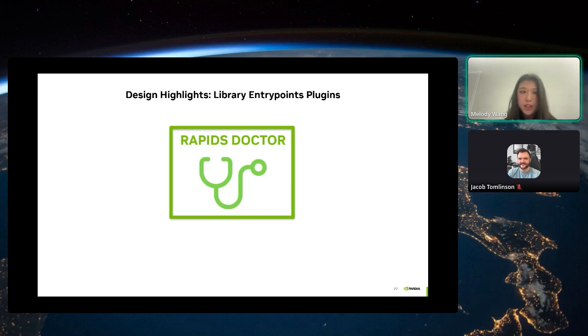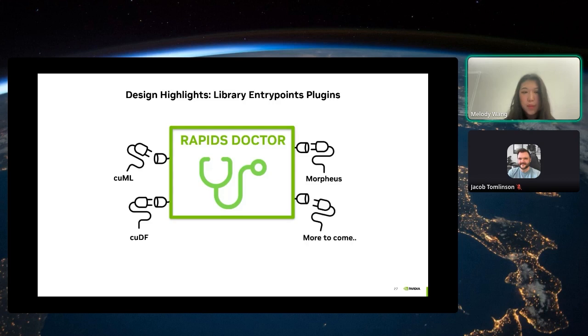And then our third design highlight is the ability to plug in your own checks through a Python entry point system. This is a modular design feature where each Rapids library, such as cuDF or cuML, or Morpheus, and even more to come, has its own diagnostic plugin that validates its specific requirements and configurations and ensures that everything's compatible with the Rapids ecosystem. And it's very extendable because Rapids Doctor can support new libraries in the future through additional plugins, and it ensures a smoother workflow by reducing the likelihood of library specific issues.